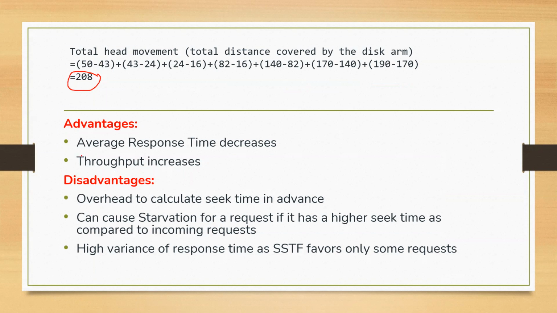So what is the advantage of SSTF? Average response time decreases and throughput increases. But there are disadvantages: overhead to calculate seek time, since it is based on calculation of seek time. And it can cause starvation of requests which arrived a little earlier. There is also high variance of response time, as SSTF favors only some requests.